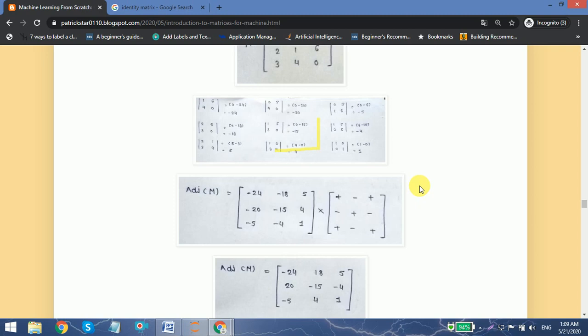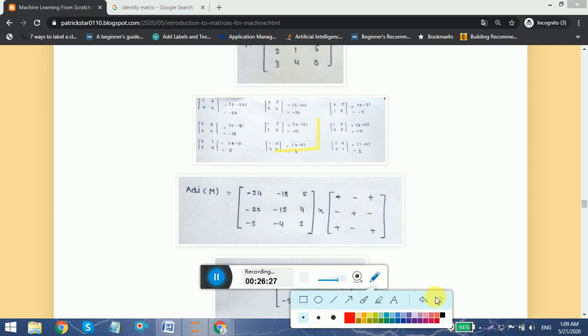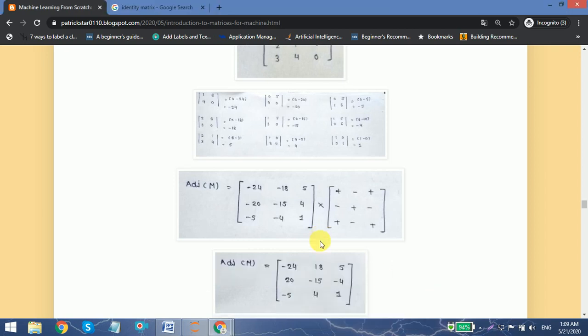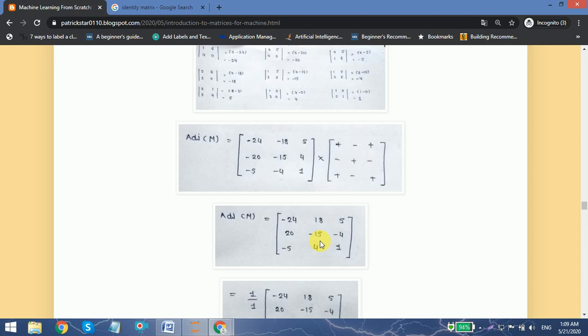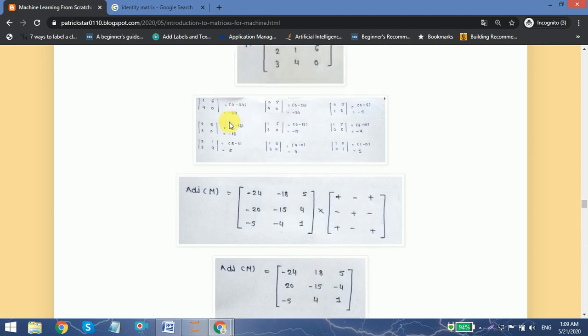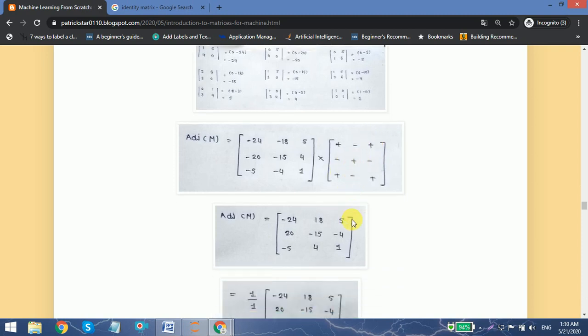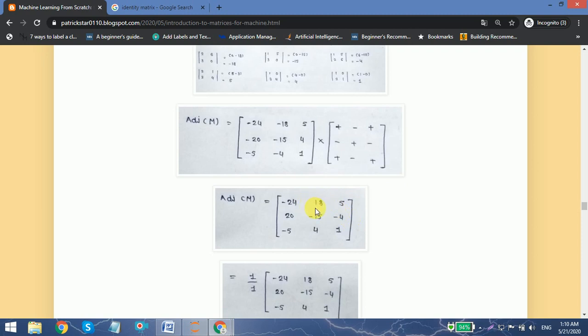Okay, let me just erase it. Okay, we are good to go. Now we have the adjoint of a matrix defined by the determinants or the values we find here, and we have to multiply it by this sign matrix. The sign matrix is pretty easy to understand. We just have to multiply the diagonals by positive sign and the non-diagonal values by negative sign. So here you can easily find the value of the adjoint of the matrix.